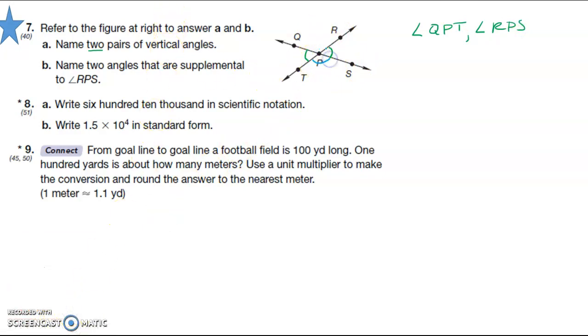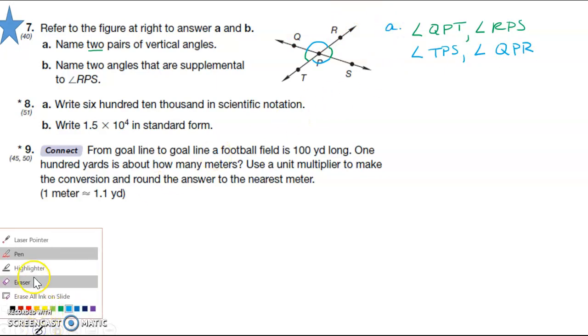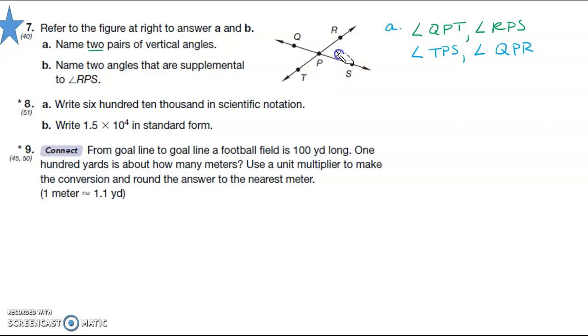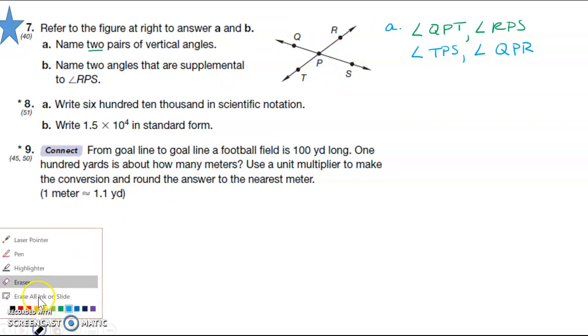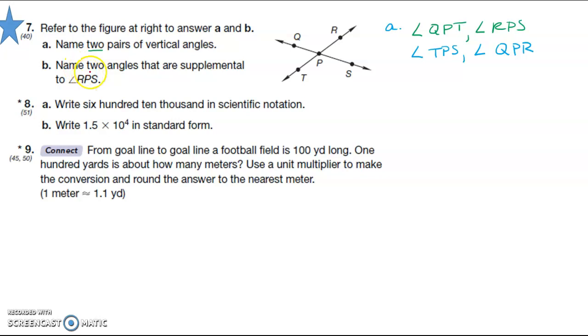So this one and this one are also vertical angles because they're opposite of one another. So that's angle TPS and angle QPR. So this is A. Okay. Let me go ahead and erase that. And look at B. Name two angles that are supplemental. Supplemental means adds up to 180.